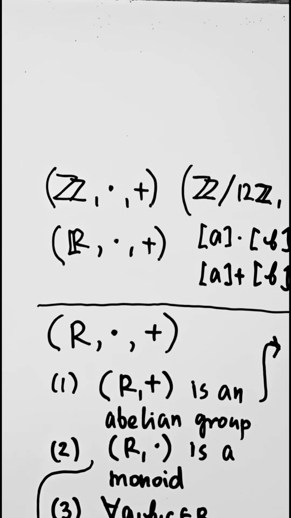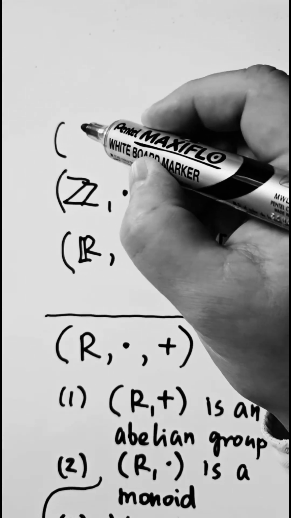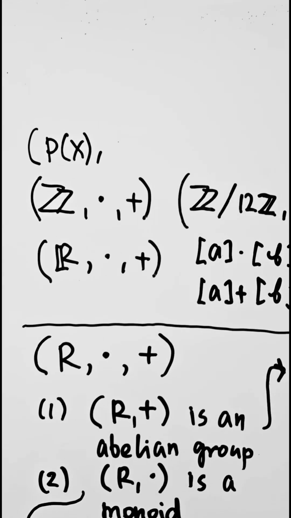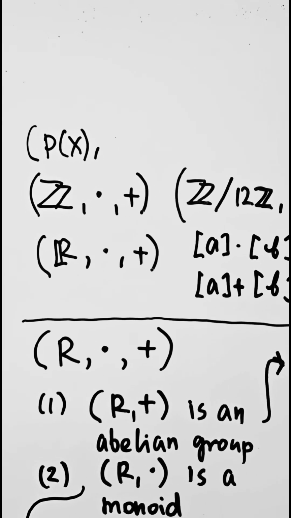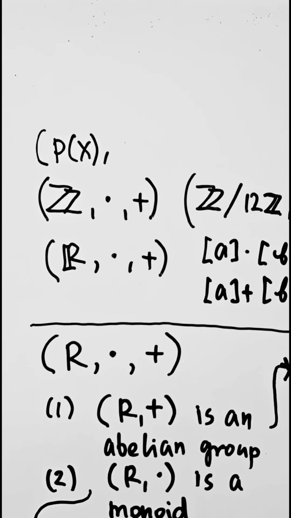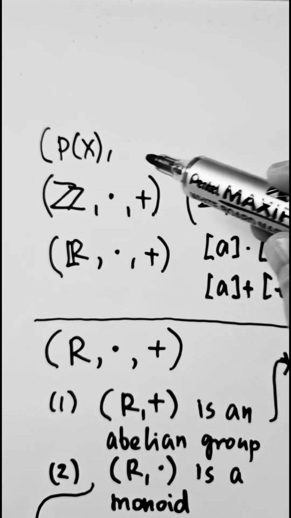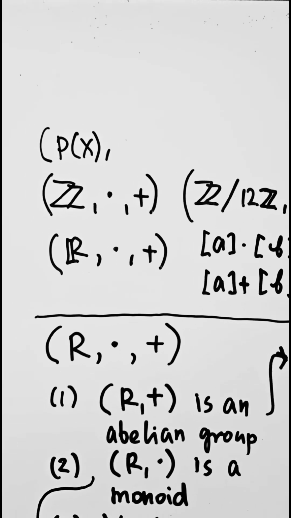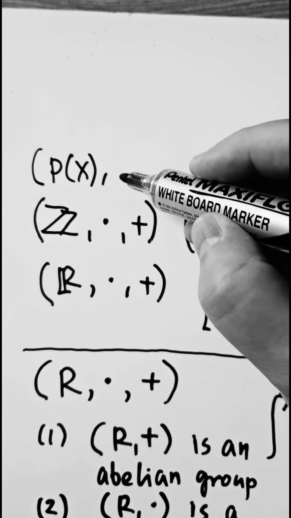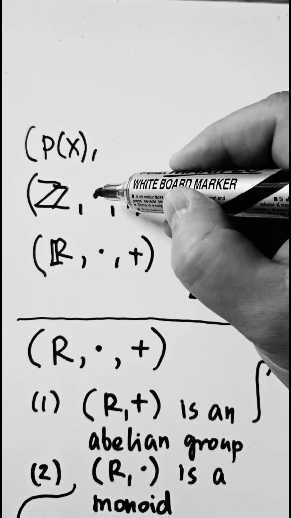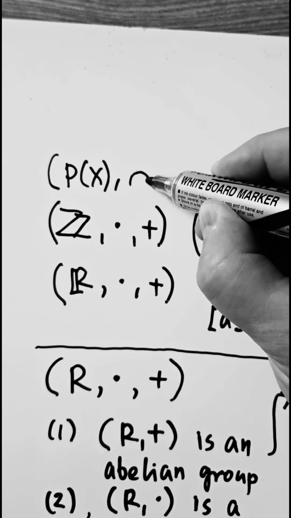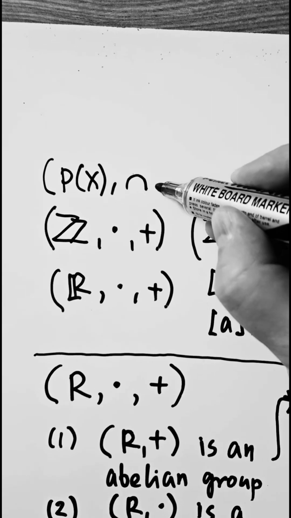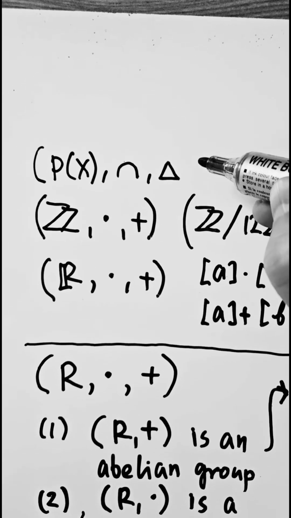Another interesting example of a ring can be obtained by taking the power set of a set X. Recall that power set is the set of all subsets of X, so elements of this ring will be subsets of X, where X is any given set. We can then take, in place of multiplication, the binary operation of intersection of subsets, while in place of addition, we can take the operation of symmetric difference.